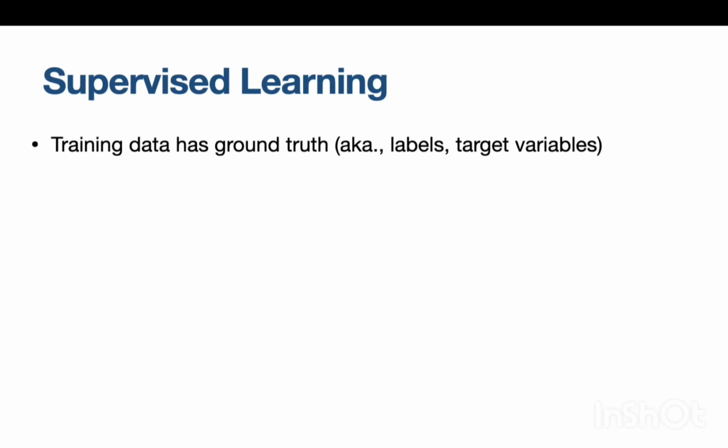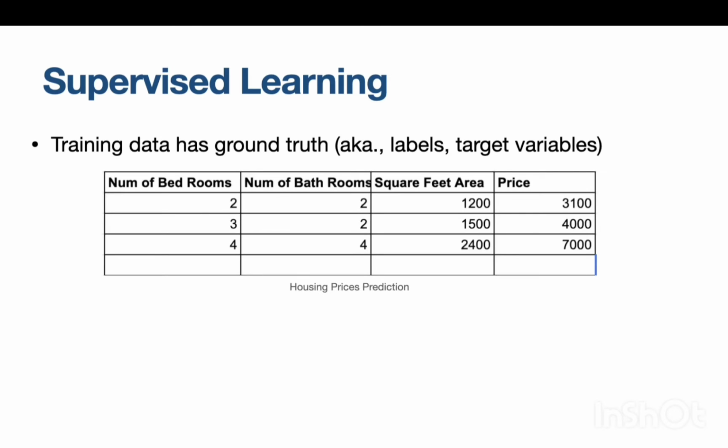Let us understand what is supervised learning. In supervised learning, the training data has ground truth, which is also known as labels or target variables or target columns. This is the data which is actually predicted. For example, in the housing prices prediction problem, price of the house is the target column. The system learns from the price of the training data and predicts the price of unseen data.